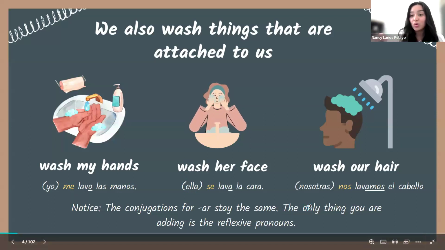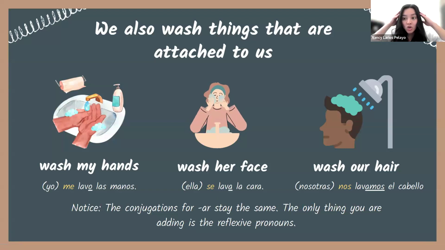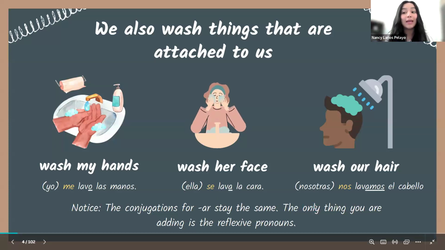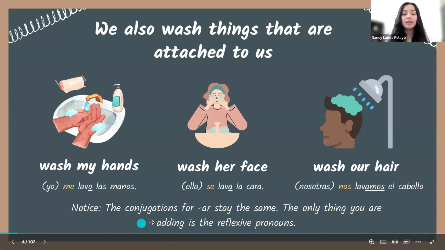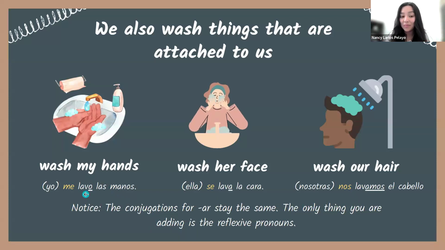Excelente. Nosotros o nosotras nos lavamos el cabello. Right? Lavamos el cabello. So we wash our hair. Now notice here we're not saying me ducho o nos duchamos, right? Like in the previous lesson, but we're saying we wash our hair. ¿Sí? Nos lavamos el cabello. So if you've noticed, the conjugations for the AR verb lavar stays the same, right? We still conjugated the same. We drop the AR, we plug in the new ending.